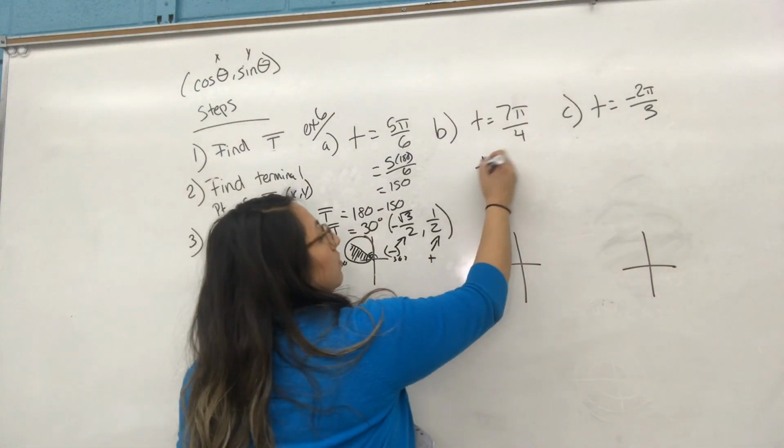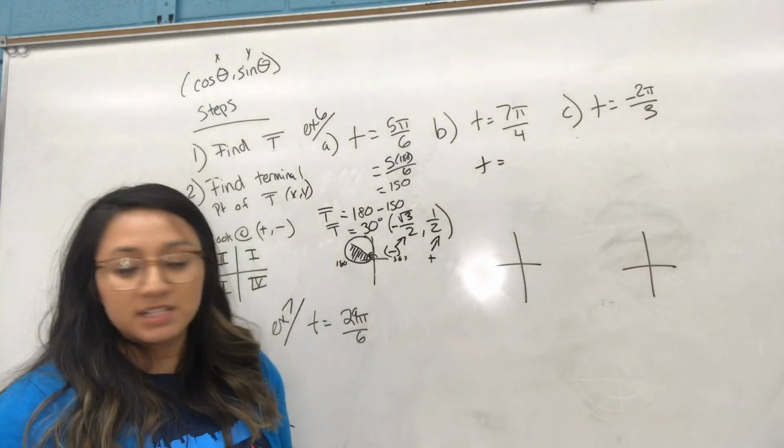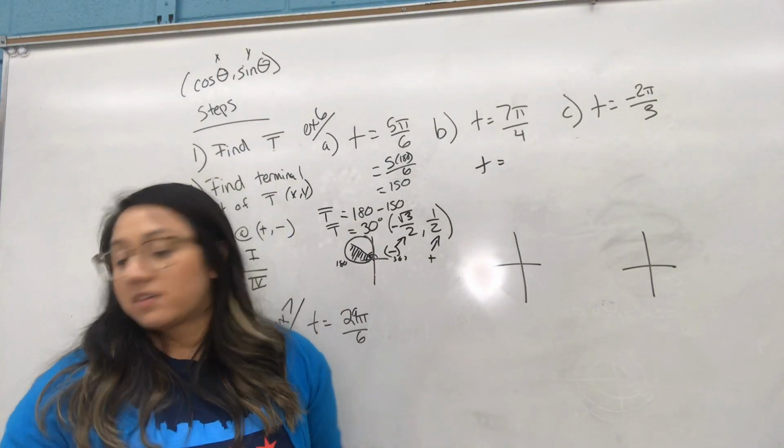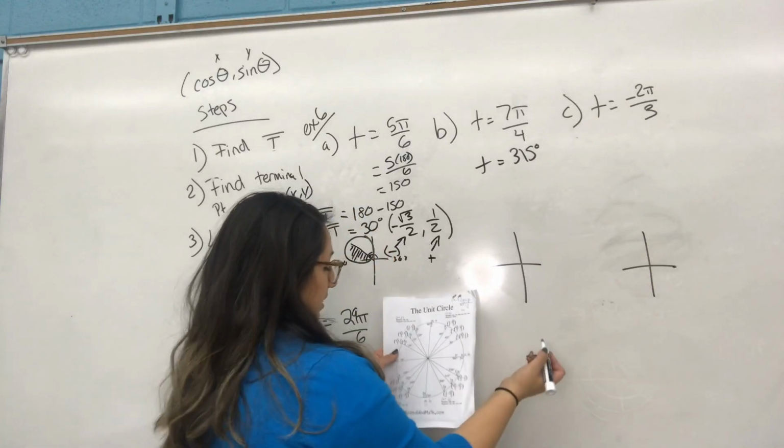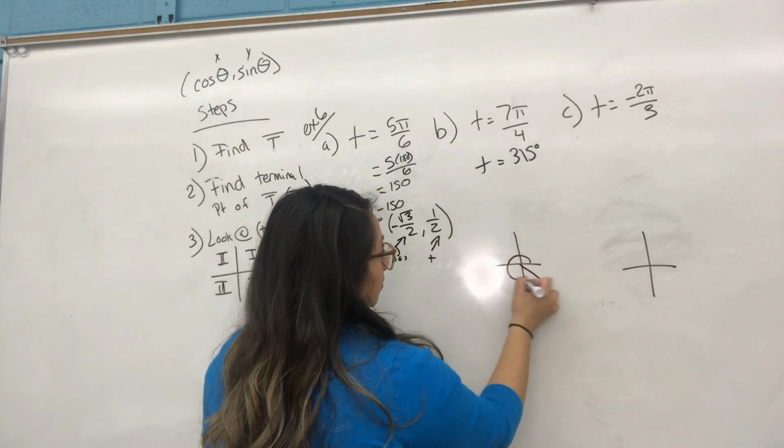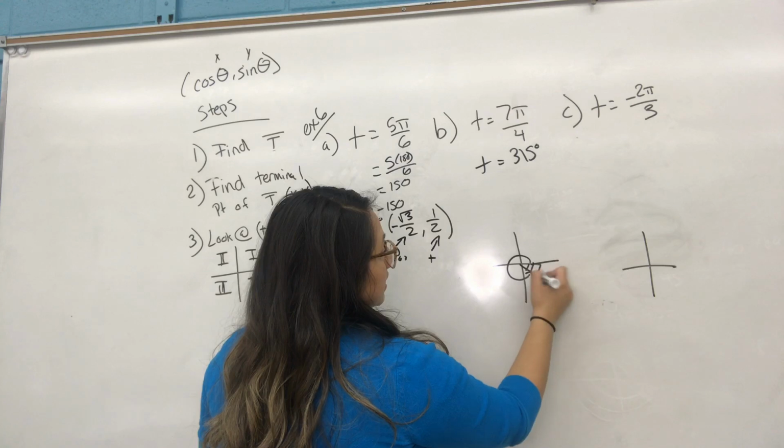Next one. We'll go ahead and convert this to degrees. So I'm not going to do the work, but if I convert this, I get 315 degrees. 315 degrees is about right here. So I go around right here. I'm trying to find this angle here.